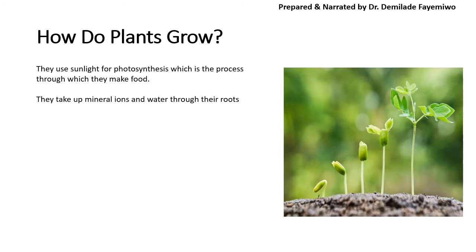Now, when you get into your A-level section, you will see that photosynthesis is a more detailed process whereby the plants are able to capture light and use that light to split water and then use that in the formation of sugars. Plants also take up mineral ions and water from the soil, so they are able to grow by using a combination of photosynthesis and the uptake of mineral ions and water.